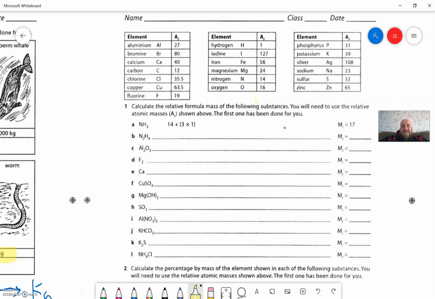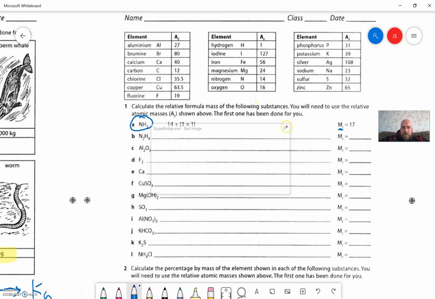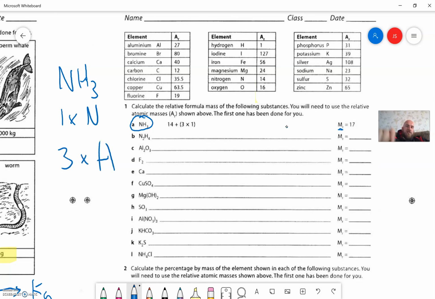So these are just individual atoms. You need to work out the mass of compounds. First one's been done for you. So let's just figure out how they worked out that NH3 has an Mr, and Mr just means relative molecular mass, of 17. So you take the formula, which is NH3, and then you write down a list of all the different elements that are in it. So you've got 1 nitrogen atom and 3 hydrogen atoms.